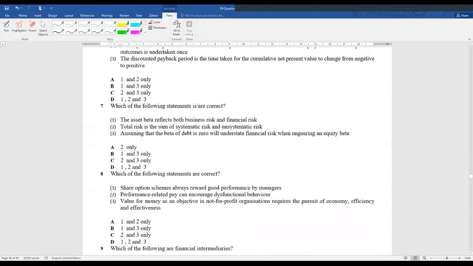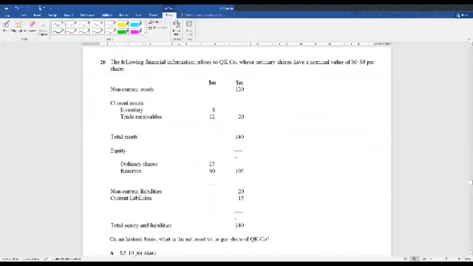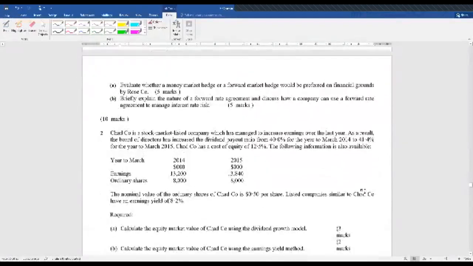Okay, so we're given a set of financial statements. We are meant to carry out the analysis and we advise the company. So let me hope we can get it.